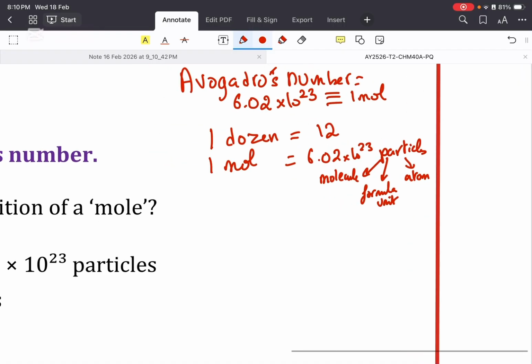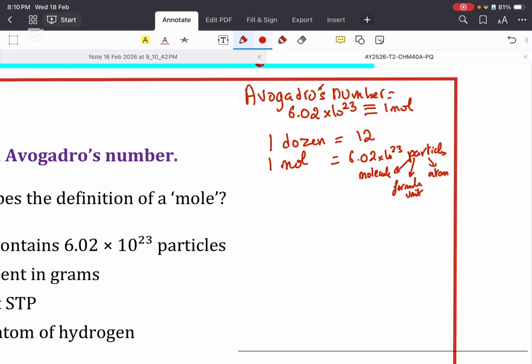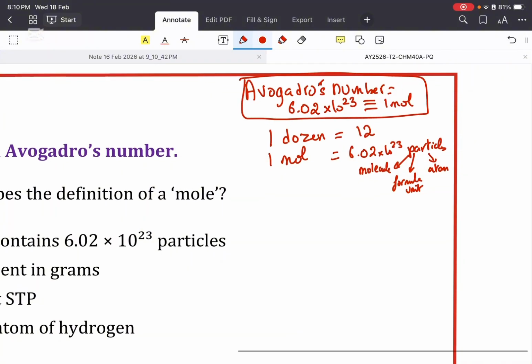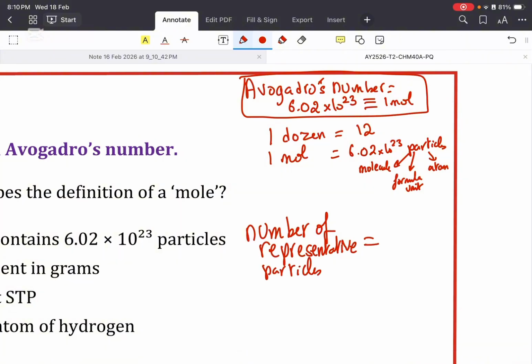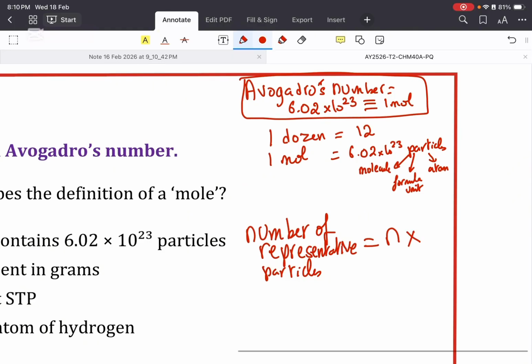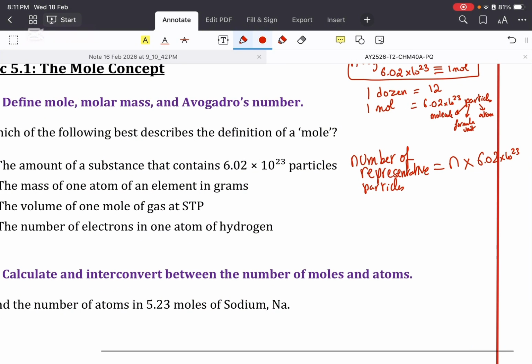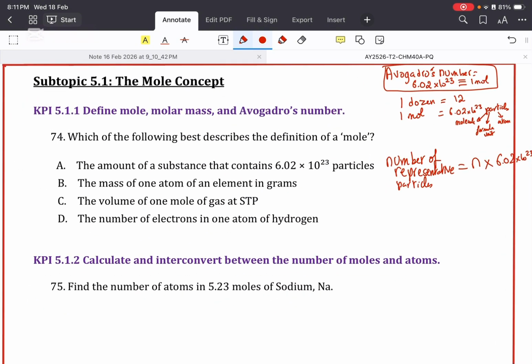So the formula that we use is Avogadro's number. Make sure that you remember this one: the number of representative particles is equal to the number of moles, represented by N, multiplied by Avogadro's number. So let's see how we're going to use this formula.